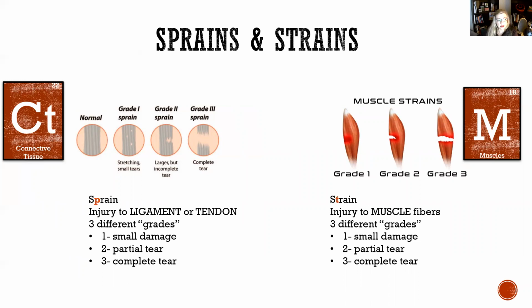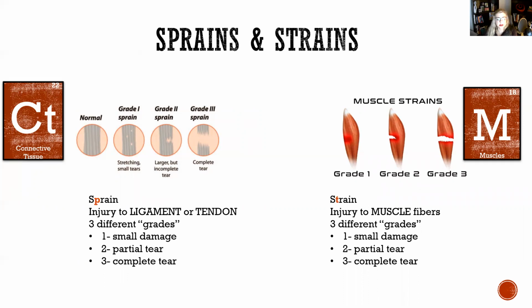Now, what you're going to notice here is that I've emphasized a couple of differences in sprains and strains, and that is strain with a T is a muscle problem, whereas a sprain with a P is a ligament or tendon problem. Yes, I know this sounds very orthopedic of me to bring up right now, but I want you to understand that there is a difference.